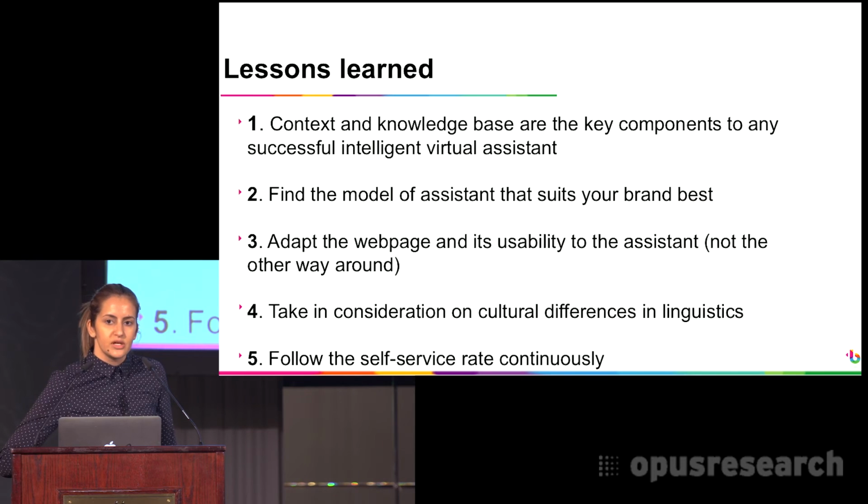Fourth, and this was really important to us, you have to take into consideration the cultural differences in countries that might seem very similar in linguistics. For example, in Spain and Mexico. What the Mexican client asks is not necessarily the same thing that the Spanish client is asking, although the language might seem very, very similar. So this needs to be taken into account when creating your knowledge base. And finally, the self-service rate needs to be followed continuously. You need to know which FAQs are not solving your customers' questions.